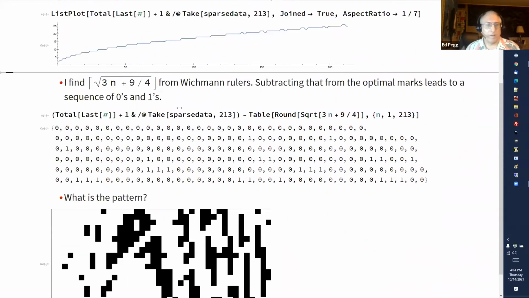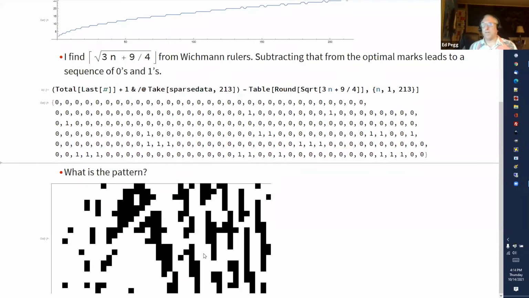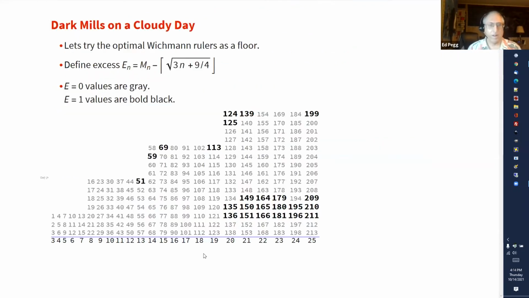And when I tried that, all the known results came out to be 0 or 1. And I wondered, well, what is this bizarre pattern of zeros and ones? I played around with it for months, trying to figure out what this pattern was. And it just didn't make any sense at all until I went back to Wickman rulers again, and I used the values that we showed before to use floor values. And when I did that, everything started lining up nicely.